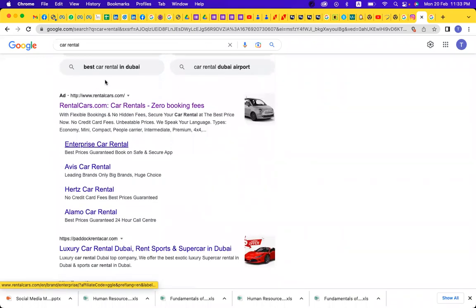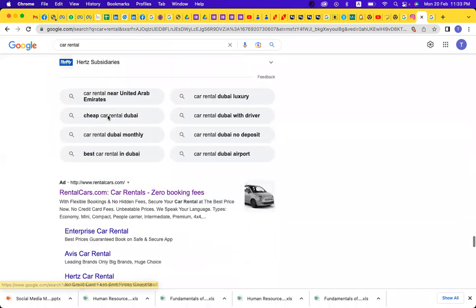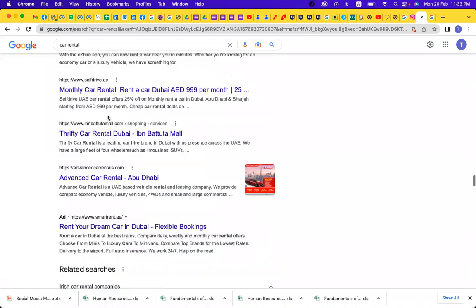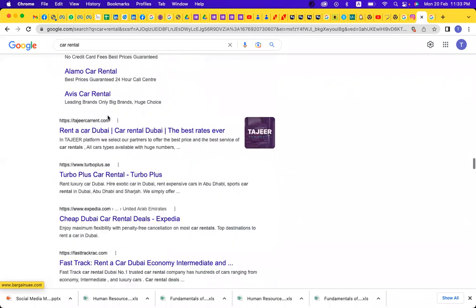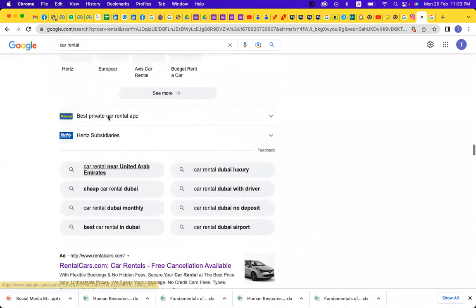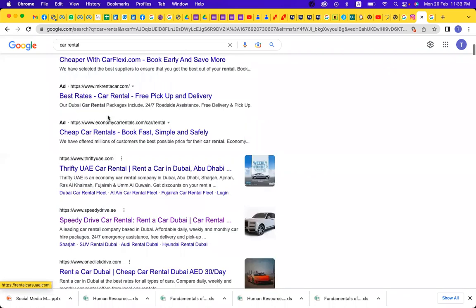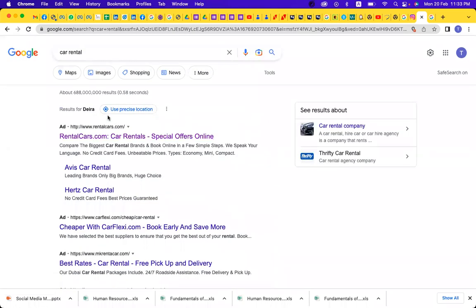You notice that Rental Car is almost on all the pages. You see it on the fifth page, and if I scroll up again, it is on the fourth page, which means this is one of the biggest companies in the United Arab Emirates that runs ads for car rental services. Nobody compares with them. All right, so this is how a text ad looks.